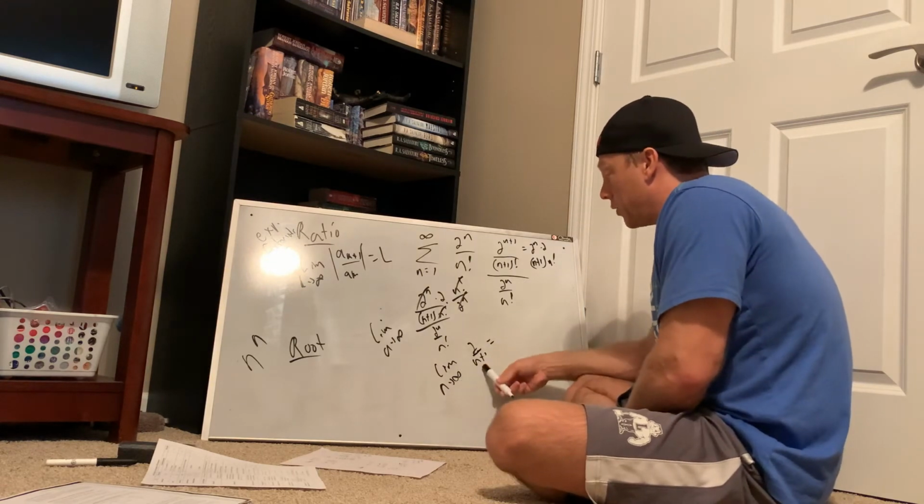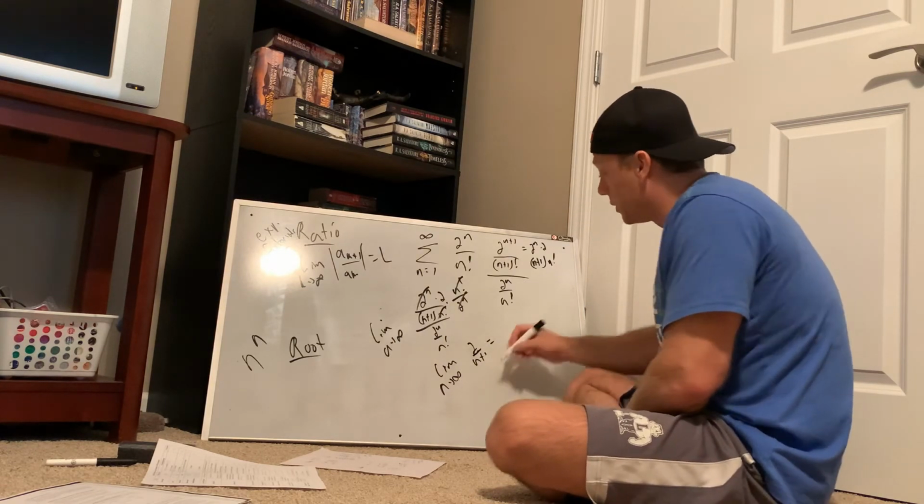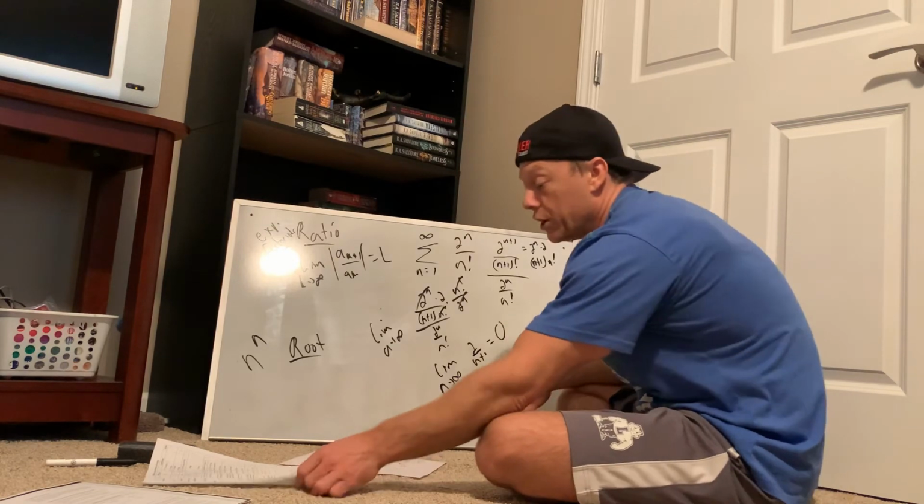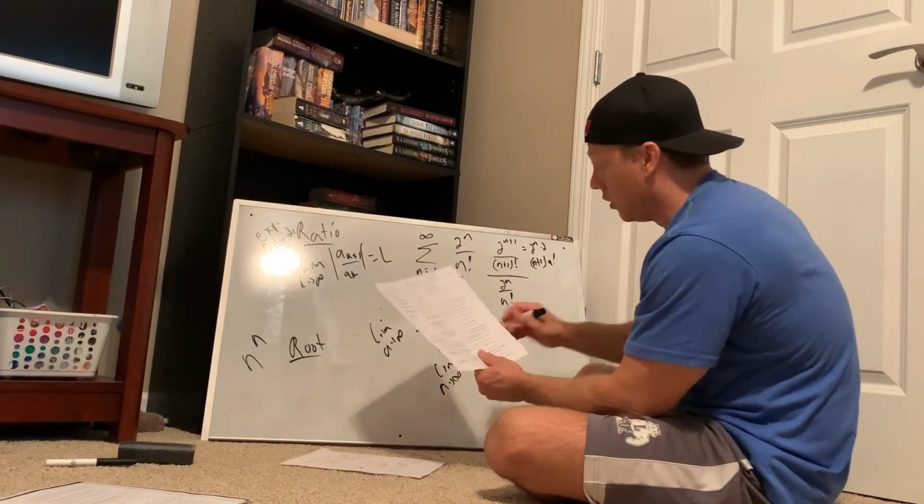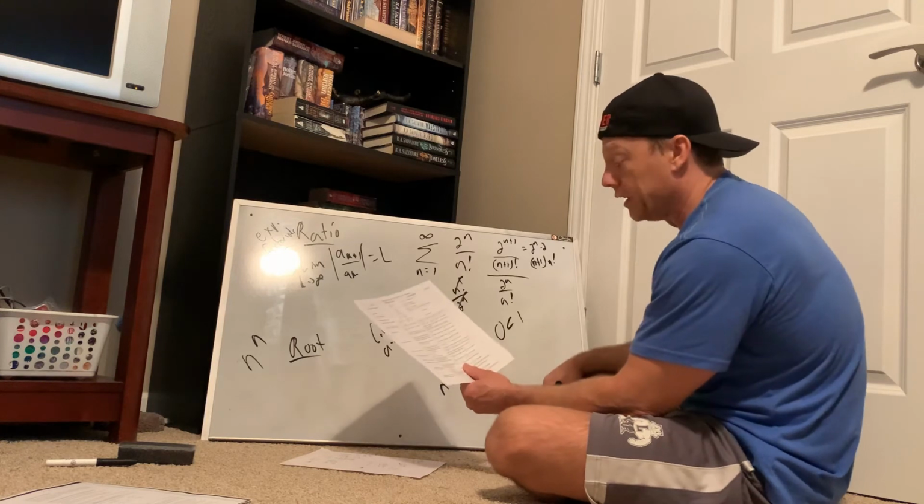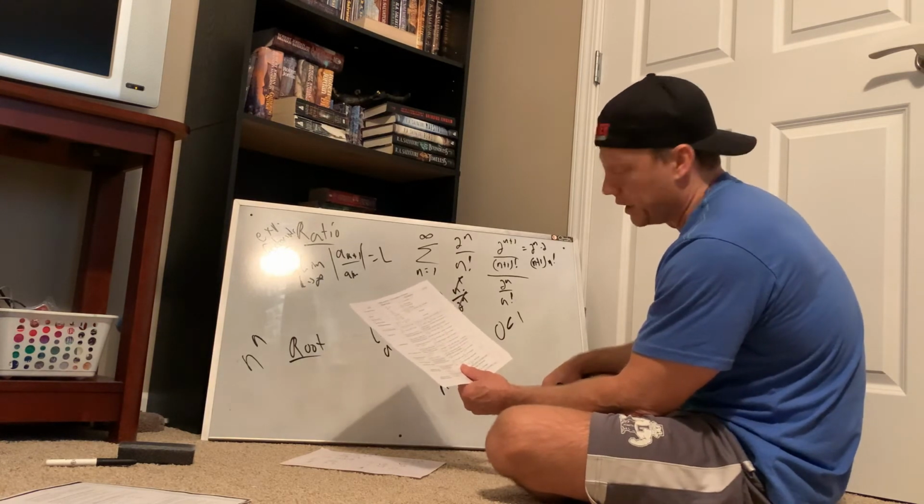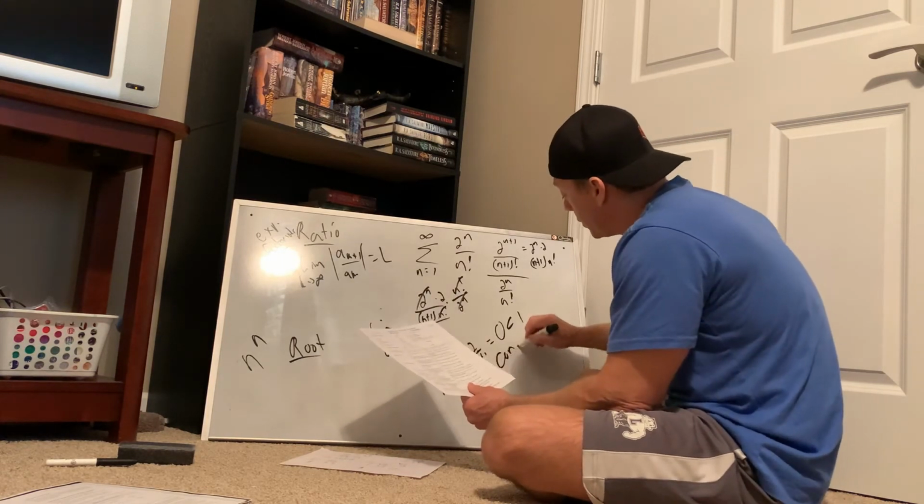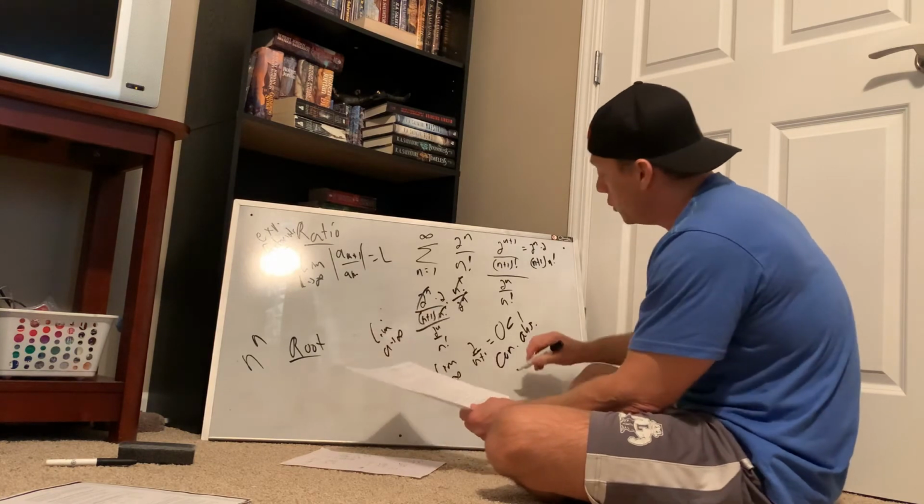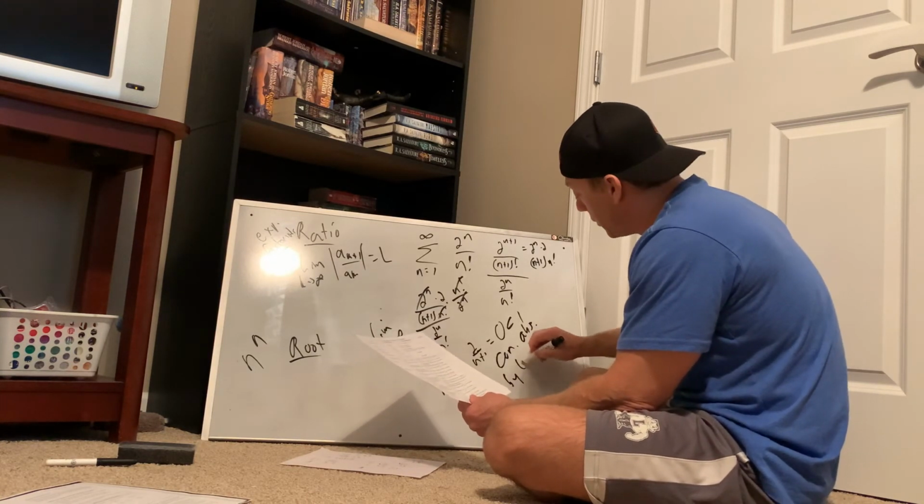Well, if my degree on bottom is bigger and I'm approaching infinity, this limit is 0. So I go to my chart, and this says that if my limit is less than 1, which 0 is less than 1, it's going to converge absolutely. And then you put, by the limit ratio test.